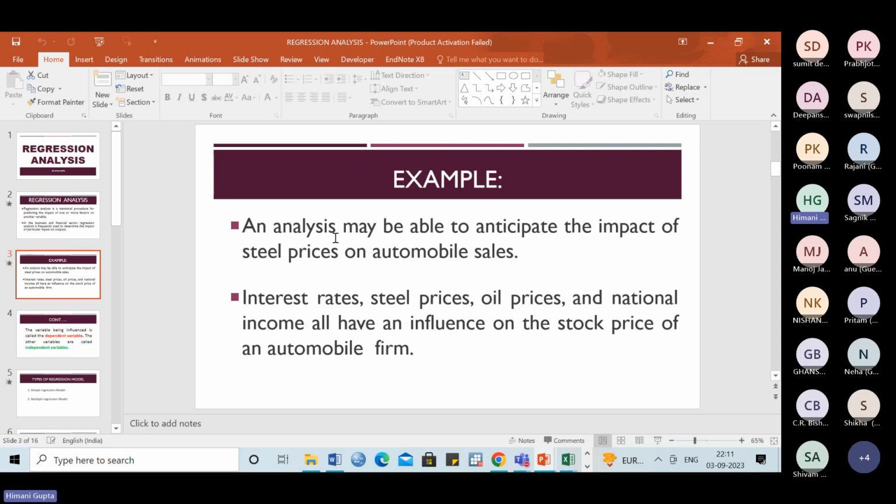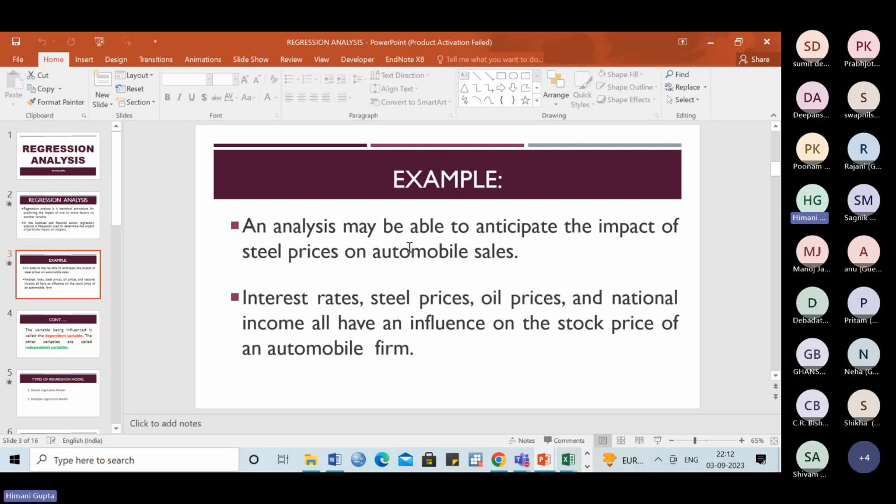So I have just given you a small example. Let's take this: analysis may be able to anticipate the impact of steel price on automobile sales. If I want to increase the sales of automobiles, that means I want to see whether I'm able to sell my car or not, whether I'm able to generate revenue by selling the car. One of the factors can be commodities. If the steel prices are increasing, it's obvious it will affect my sales, because my cost will increase. If cost increases, I have to increase the selling price of my car. And if the selling price is increasing, people are going to see their pocket, whether they are able to afford the car or not. So it will affect the sales of an automobile also.